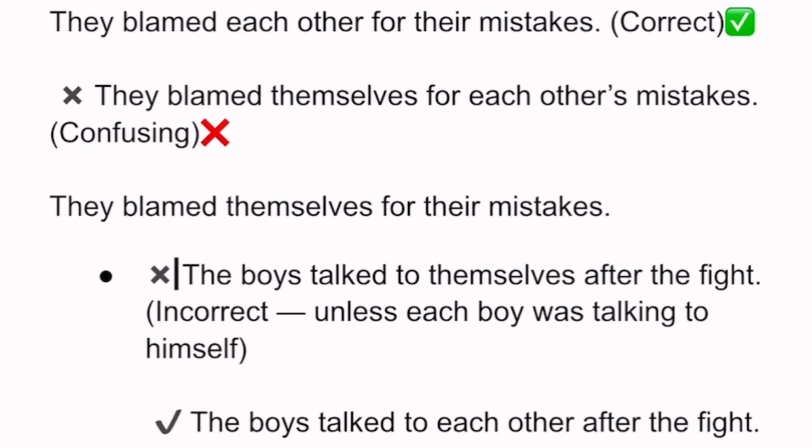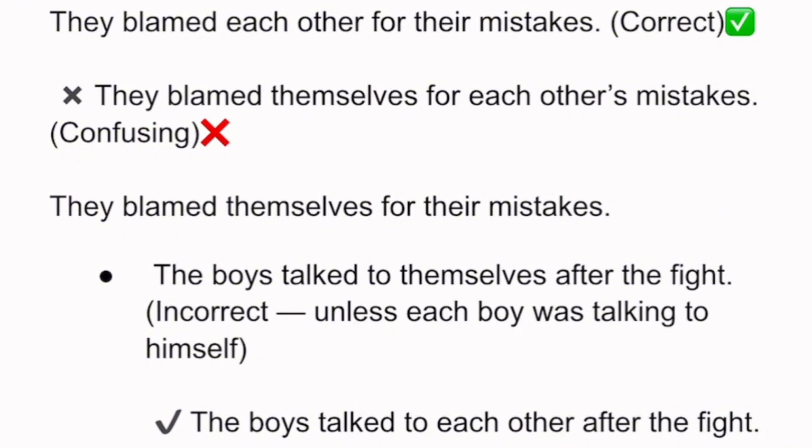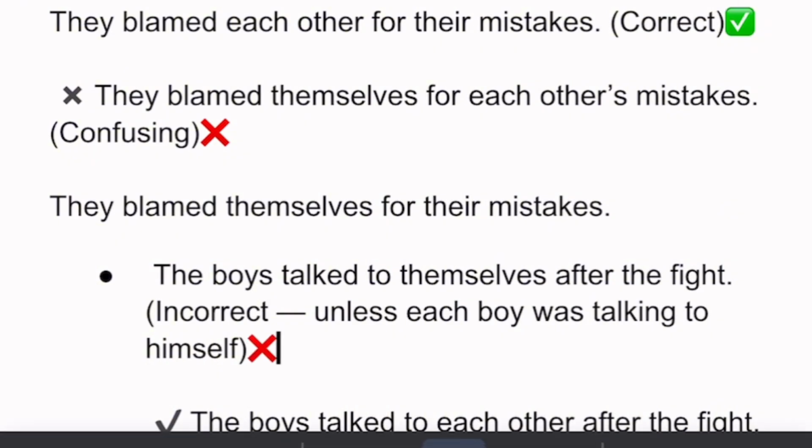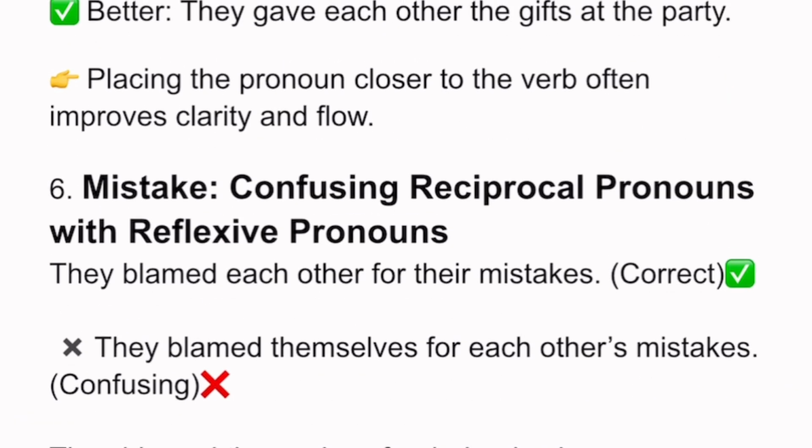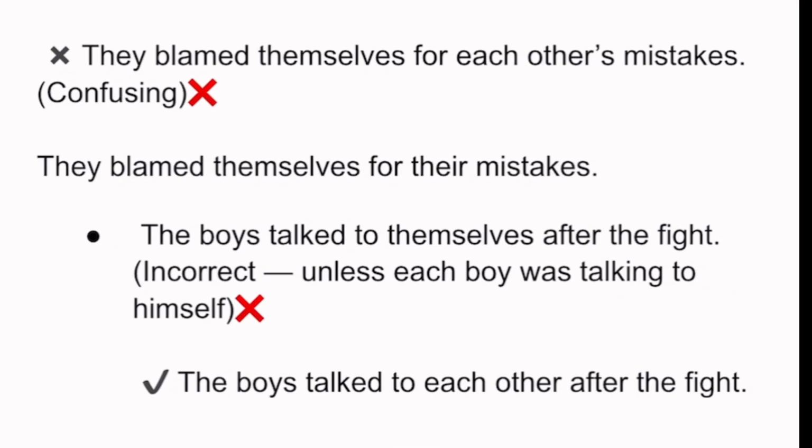So it is wrong to say the boys talked to themselves after the fight. It is incorrect unless you are saying each boy was talking to himself. They can't be talking to themselves like soliloquizing. That's not the context in which this sentence is written. So the right thing to say is that the boys talked to each other. Maybe the two of them talked to each other in order to iron things out. So please take note of that.